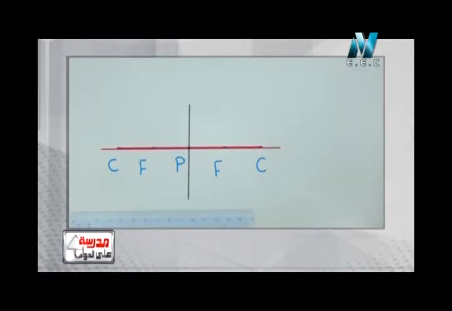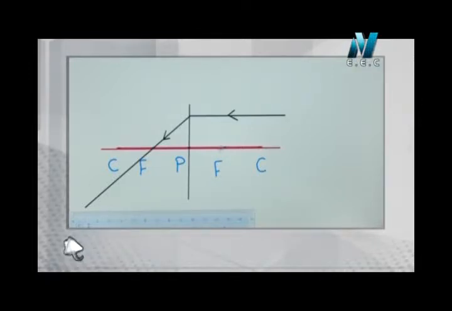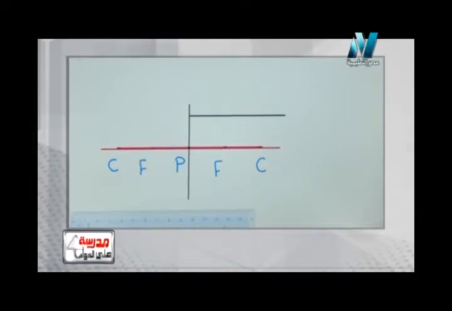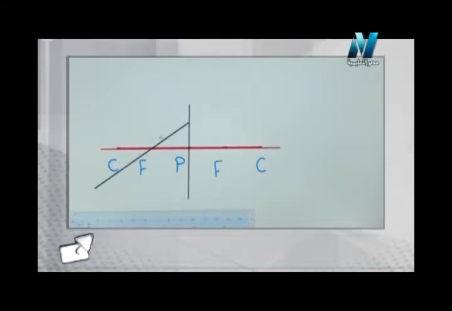اوكي rule number one. If light ray parallel to the principal axis, it will refract through the focus. خلي بالنا مش reflect ما رجعش، هو كمل بس refract through the focus, another focus on the other side. طيب بلاش دي. If the light ray passes through the focus يعني عدى كده من الفوكس, it will refract parallel to the principal axis.